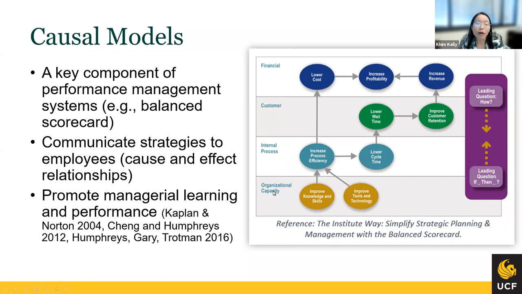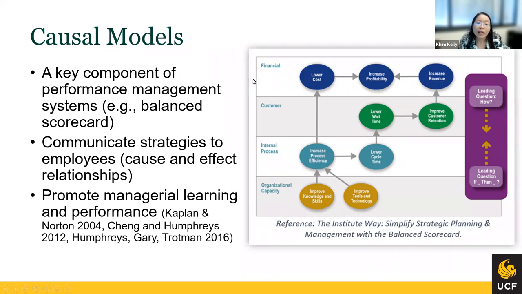And the way the causal model is supposed to work is that it's supposed to link some of these metrics, let's say from organizational capacity to internal business processes to metrics measuring customer experience, and ultimately, how that affects financial outcomes that we're interested in.